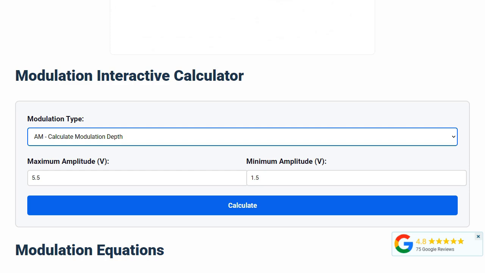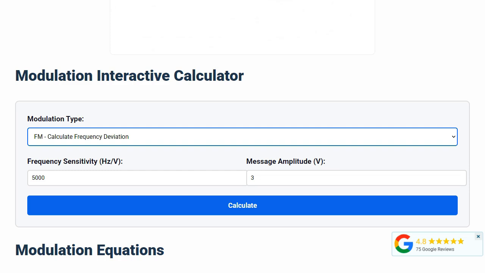To use this calculator, start by selecting your modulation type from the drop-down menu, choosing between AM, FM, or PM. Next, enter your carrier frequency in the designated field, for example 100 MHz. Then input your modulating signal frequency, such as 5 kHz. For FM and PM, you'll also enter the frequency deviation or phase deviation. If using AM, enter the modulation percentage.